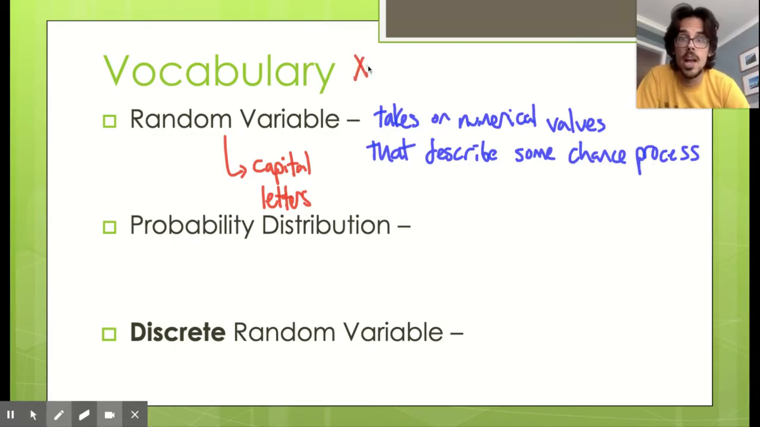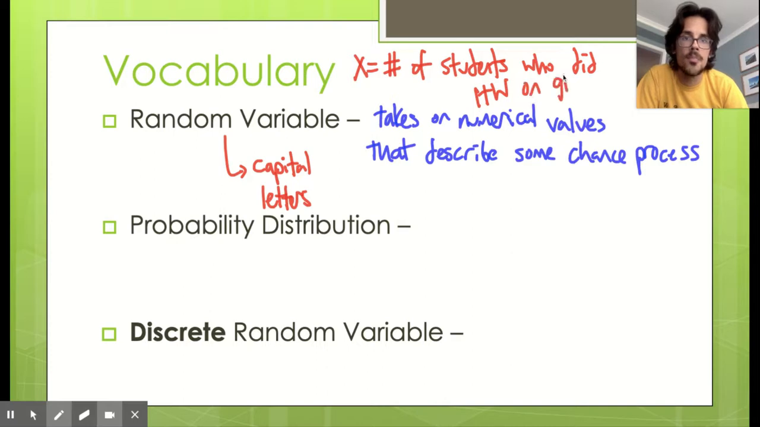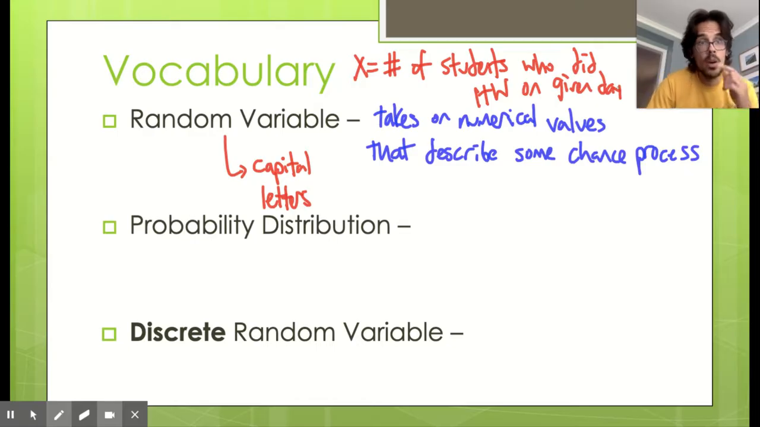could have the random variable X, which is the number of students who did their homework on a given day. And that value of X can change from day to day. It could be as low as 0, where nobody at all did their homework, and it can be as high as the number of students in the classroom there. We could rattle off a bunch of different examples of random variables, but that's the basic idea. You pick something that you're interested in, that you're going to track with a variable, and then you find the probability for the different options that that variable can have.